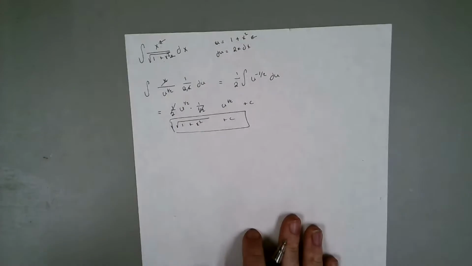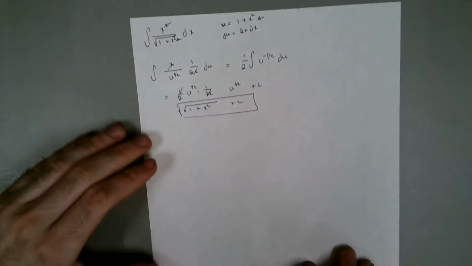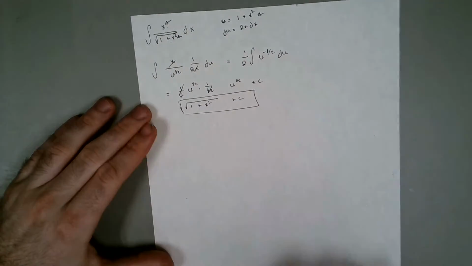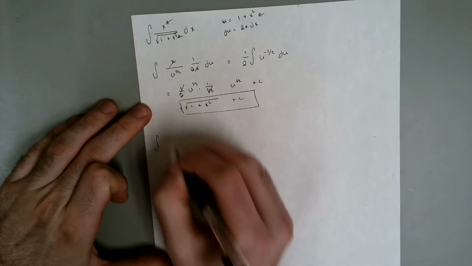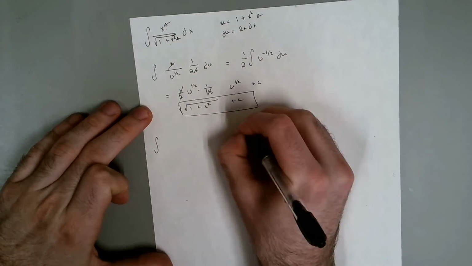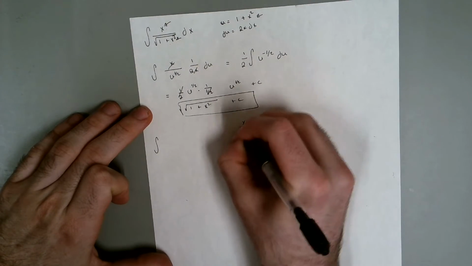Now we can do a trig substitution. It's just going to be a lot harder, right? So this is why it's important to recognize when a u substitution is best and when a trig substitution is best. So here we're going to choose that x is equal to tangent theta, right?